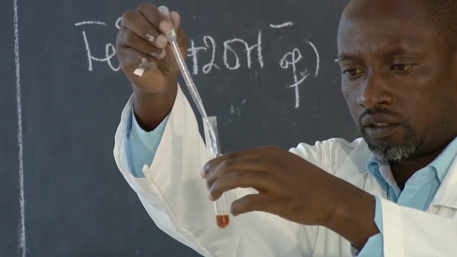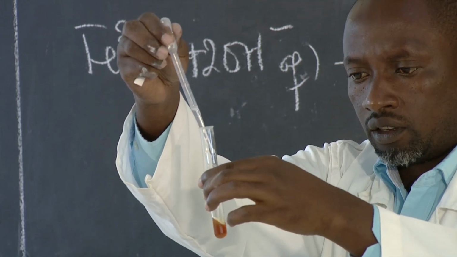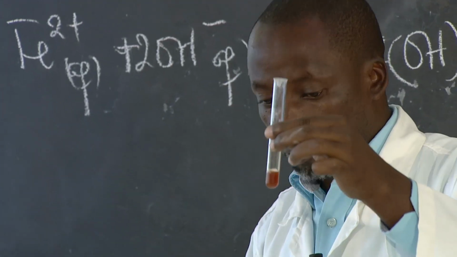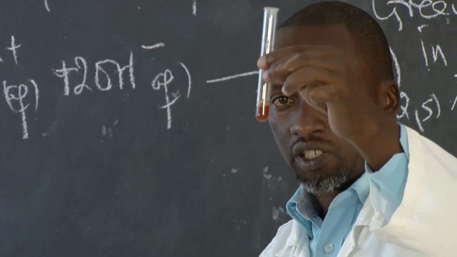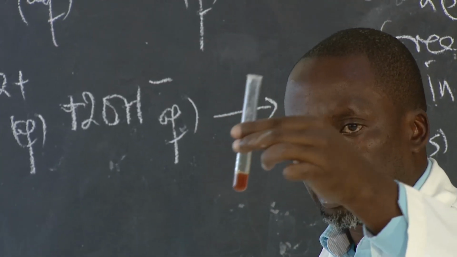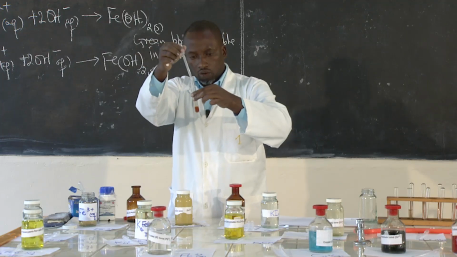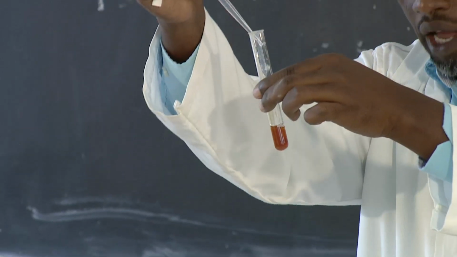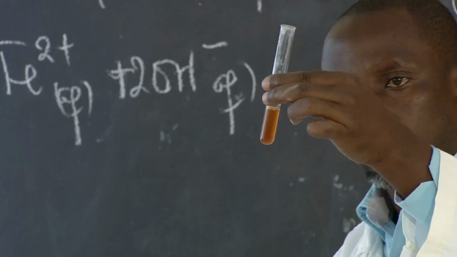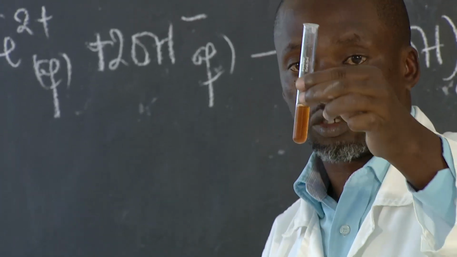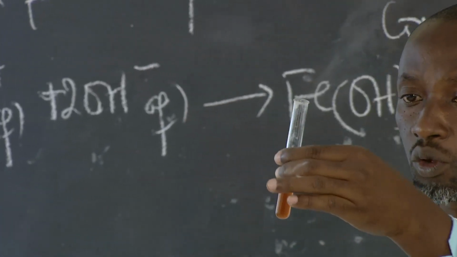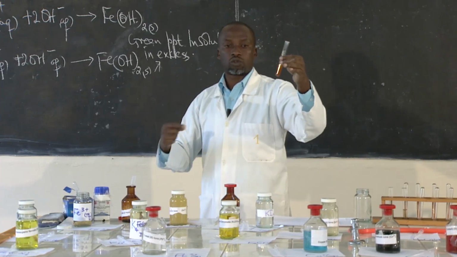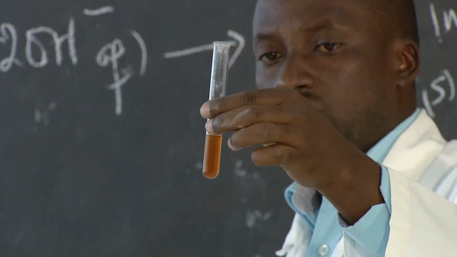This is a precipitate. Remember, precipitate looks like this. It is reddish brown, or you can call it brown. So this is iron 3. This can also be called rust, the rust that can destroy metals. It's because of this iron 3.